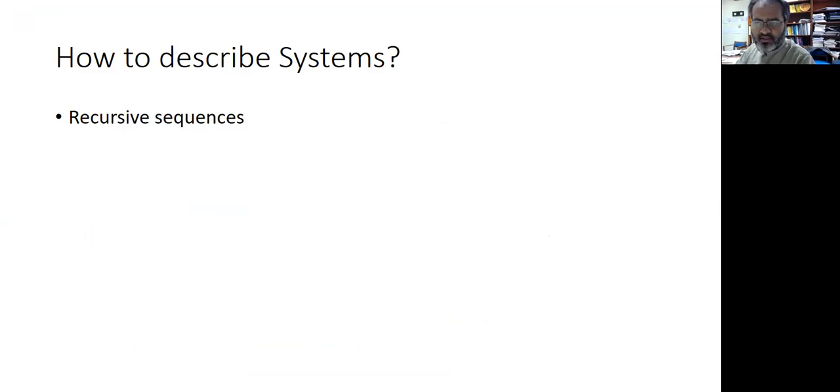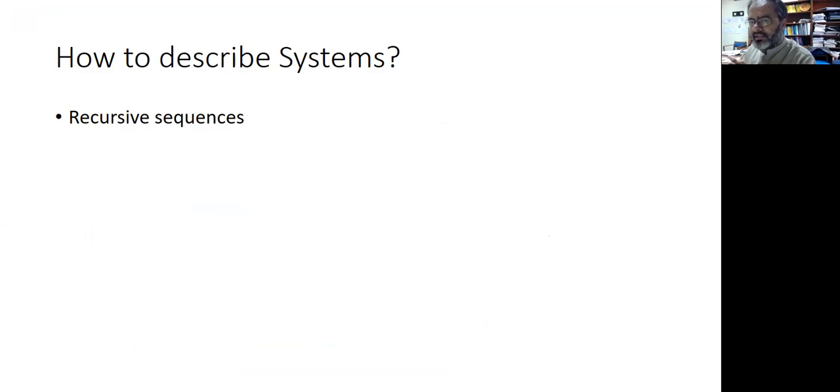So how do we actually describe these systems? This is something that we will learn today. And this is maybe a new tool that you will learn in addition to manipulating signals. But how can we create these boxes or these generators of signals using mathematical gadgetry? And our biggest tool that we will use today is a kind of recursion, recursive sequences.